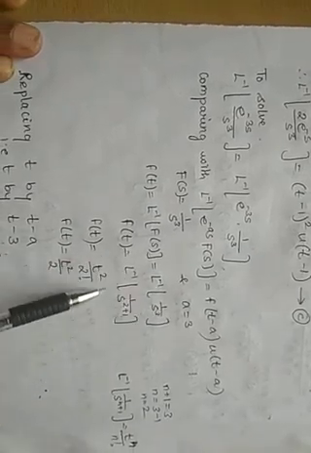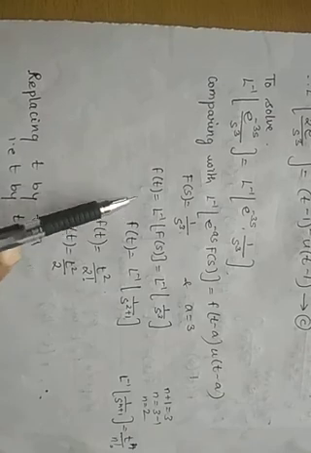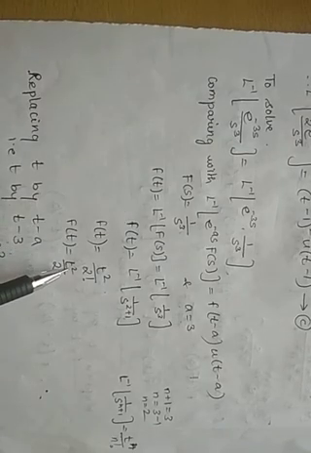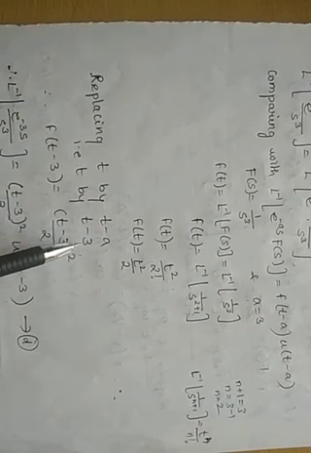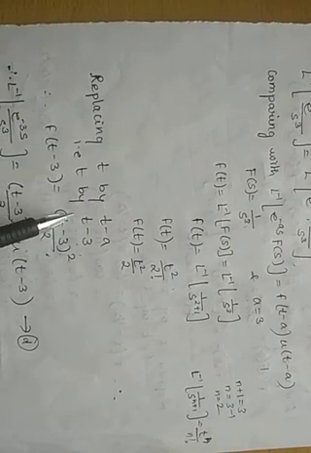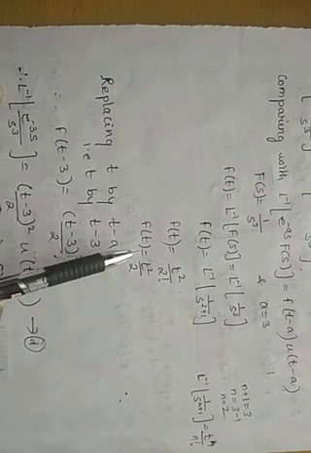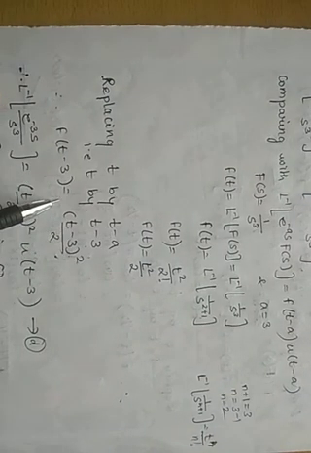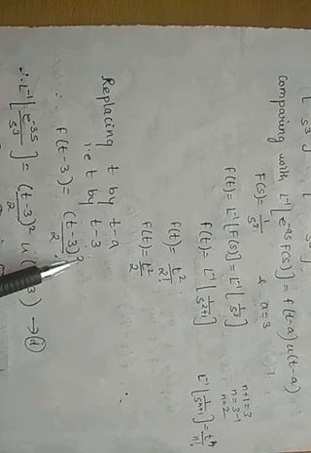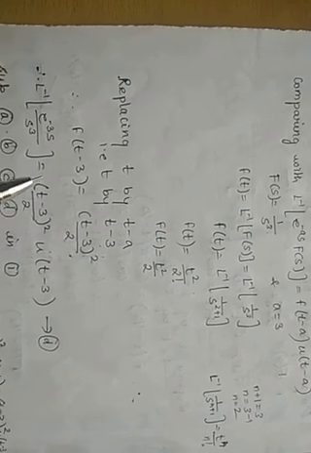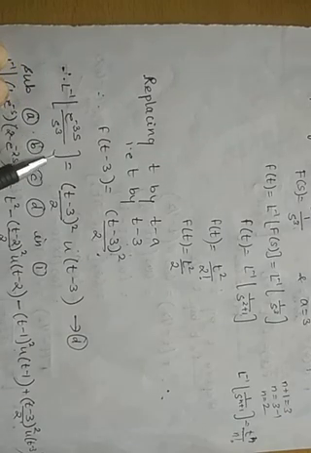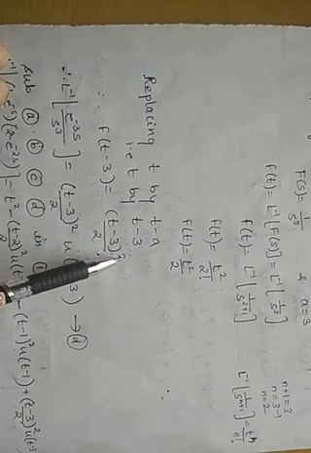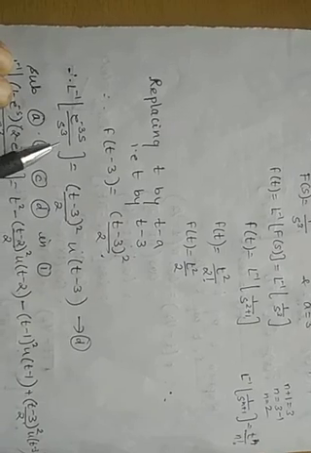If you know this, you need not do all these steps; directly write f of t. So f of t is t square upon 2. Just replace t by t minus a. What is a now? 3. So replace t by t minus 3. Substituting, we get f of t minus 3 is equal to t minus 3 the whole square upon 2. Hence your solution is L inverse of e raised to minus 3s upon s cube is equal to t minus 3 the whole square upon 2 into u of t minus 3. This is the solution for this part.